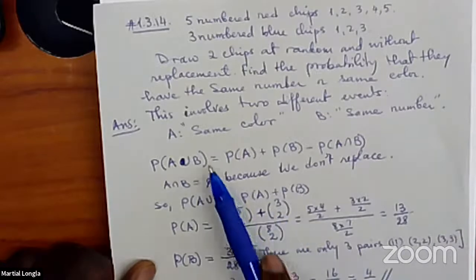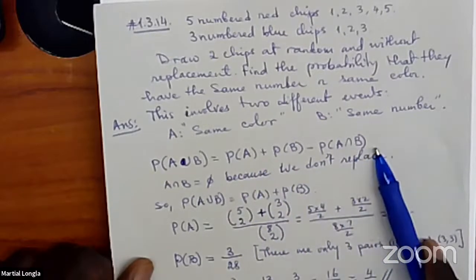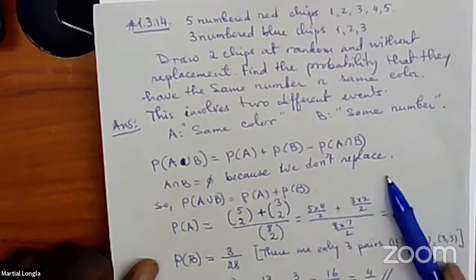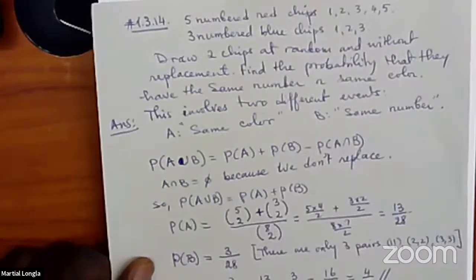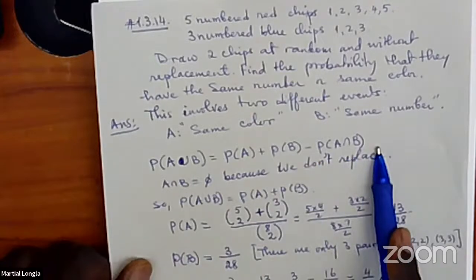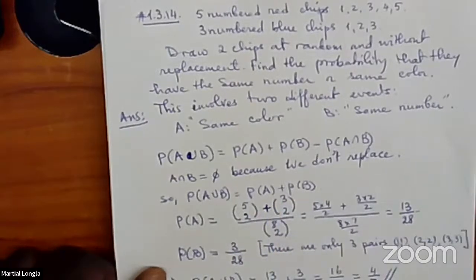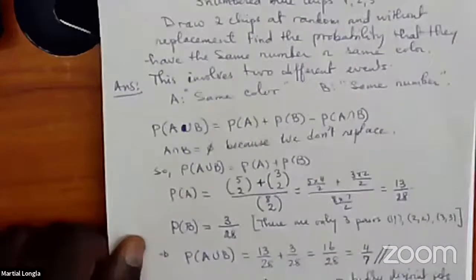And that, by definition in this class, is probability of A plus probability of B minus probability of the intersection. But the intersection is empty because there is no replacement. So the same ball cannot come twice. That's the reason why you can't have 1, 1 with the same color. Therefore, the 2 events are disjoint. That's why the probability of the intersection is 0. So the probability is P of A plus P of B. And now you go around and you compute P of A, P of B, and you add them to get the answer.